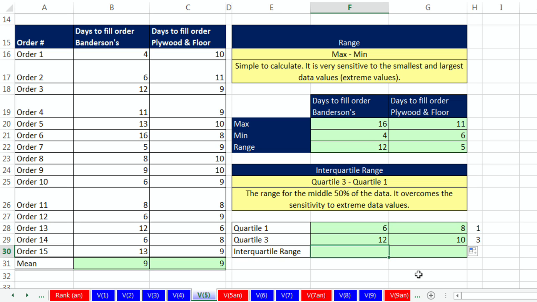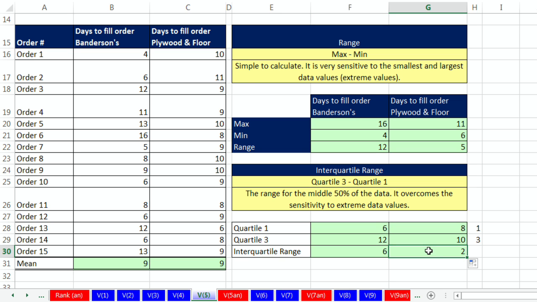Now we can calculate the quartile range. The third, that means the biggest, minus the smallest of these two. Quartile 3 minus quartile 1, Control-Enter, we have 6, and we have 2. So the middle 50% of the data points, we have an interquartile range of 6 and 2.